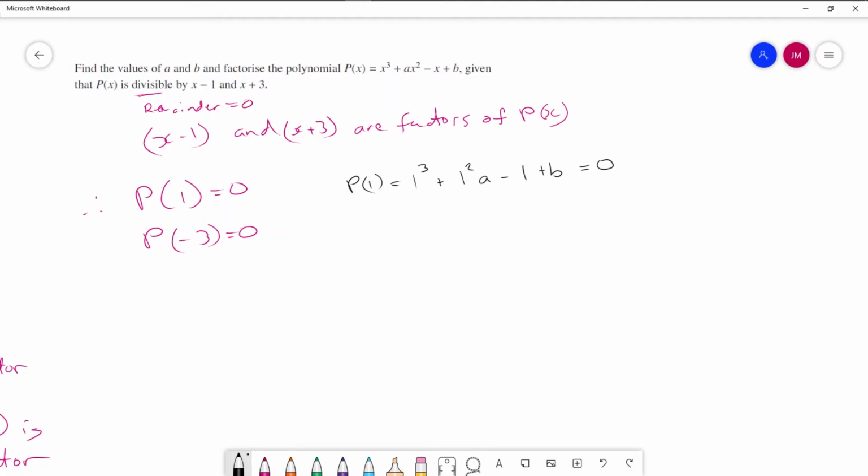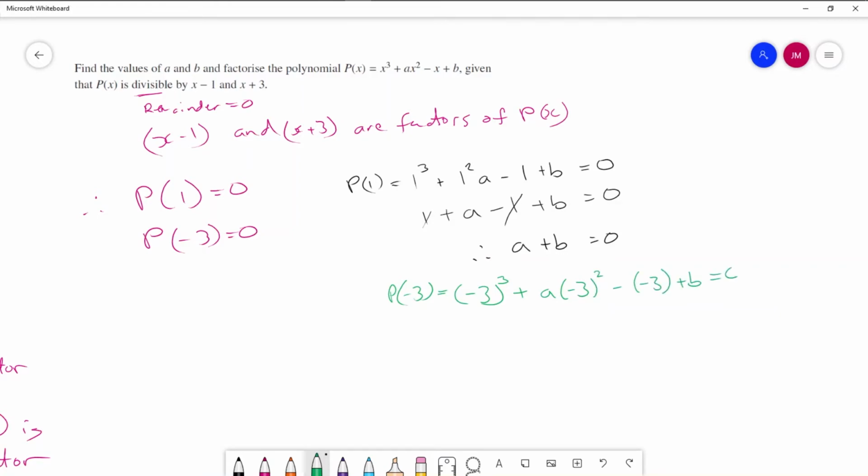So if we tidy it up, we've got 1 plus a minus 1 plus b equals 0. 1 minus 1. So therefore, a plus b equals 0. The second bit of information we have was p of negative 3 equals 0. So p of negative 3, let's substitute that in for x. I'd get negative 3 cubed plus a times negative 3 squared minus negative 3 plus b equals 0.